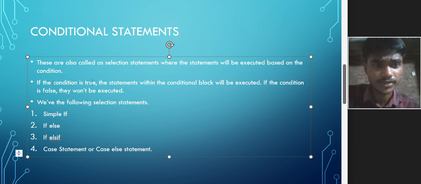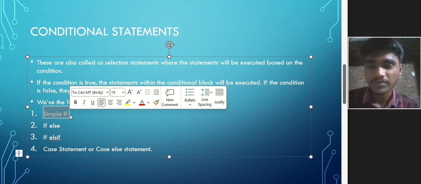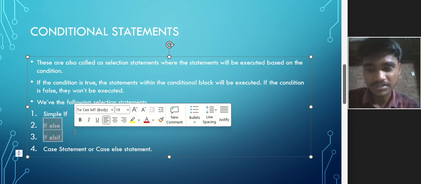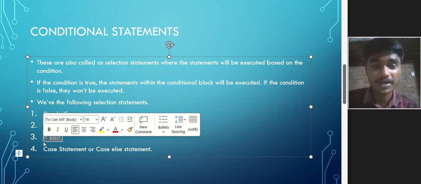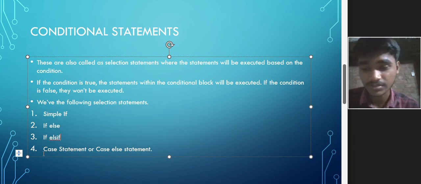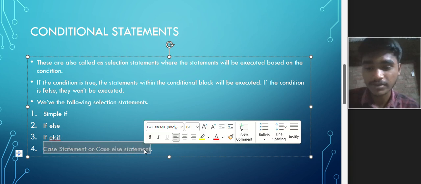Now, the control structures in PL/SQL are nothing but keywords we use to control or handle the execution of a program. We have two types, conditional and iterative. The conditional statements are also called selection statements, where the statements are executed based on the condition. If the condition is true, the statements within the conditional block will be executed. If the condition is false, they won't be executed.